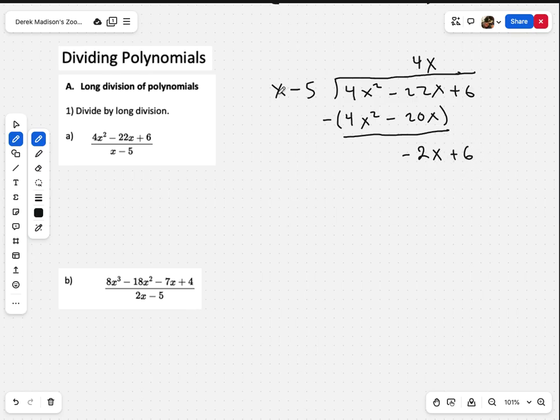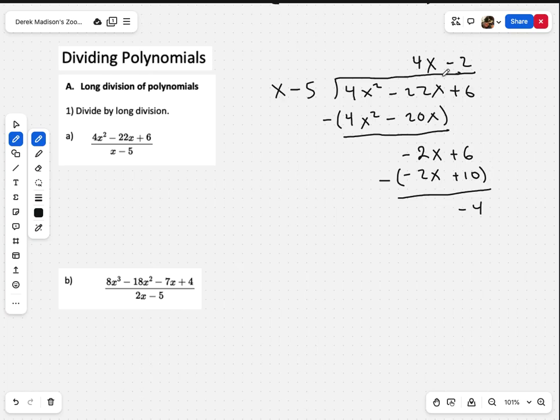And then here, what do I multiply x by to make it exactly negative 2x? So that would be minus 2. Minus 2 times x, minus 2x. Minus 2 times minus 5 would make a plus 10 right there. And then we are subtracting. So this really did work. Negative 2 minus negative 2 would be negative 2 plus 2, and that does cancel, which is what we need to happen. 6 minus 10 would leave us a negative 4.